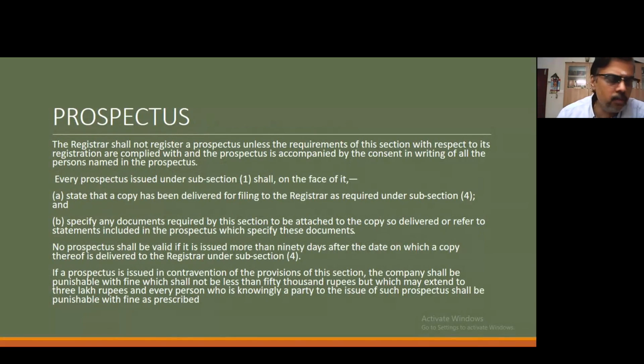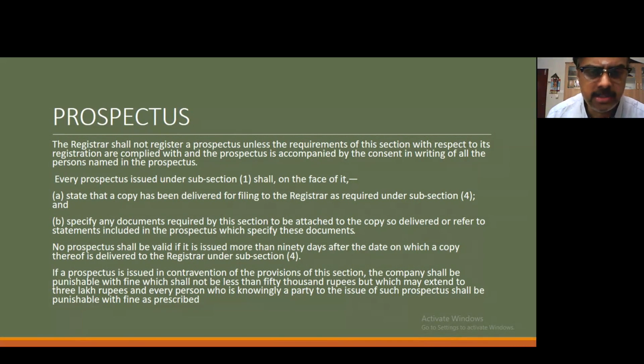And the registrar, once you submit the prospectus to the registrar, he should register it normally. So the registrar shall not register a prospectus unless the requirements of the section with respect to the registration of prospectus have been duly complied with, and the prospectus should be given to the registrar, as we saw earlier, along with consent of all the directors, etc. And every prospectus shall state on the face of it that a copy of the prospectus has been delivered to the registrar, because as a subscriber to the share, I would like to know whether the registrar has received a copy of the prospectus. I should state it in the prospectus.